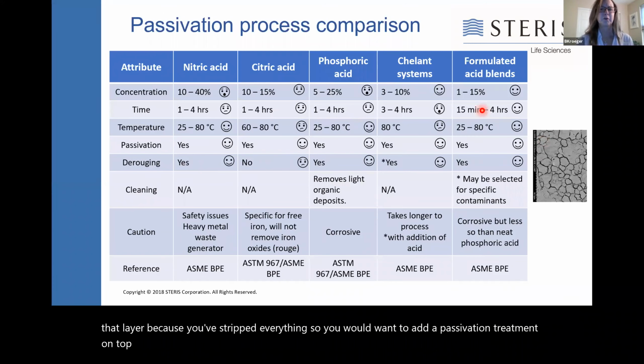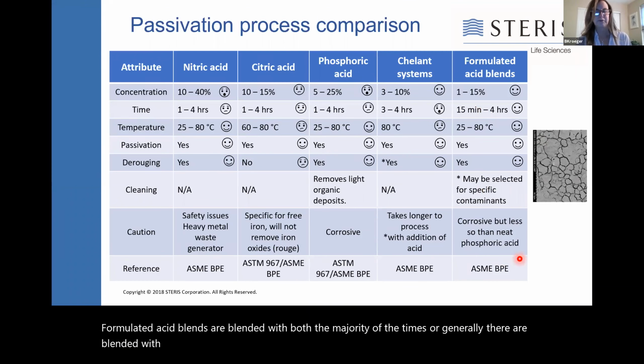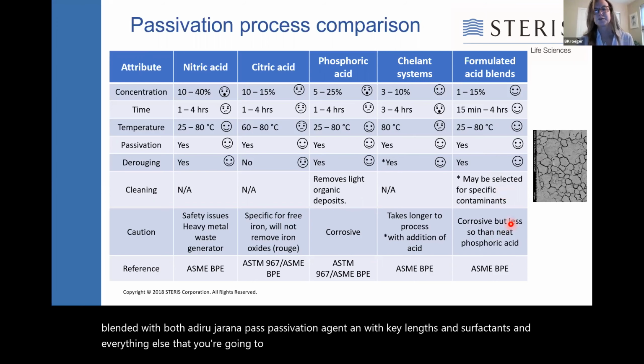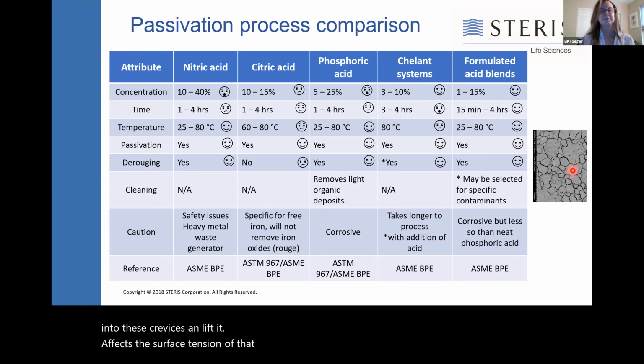Formulated acid blends are blended with both. Generally, they're blended with both a derouging and a passivation agent, and with chelants and surfactants and everything else that you're going to need to maintain that stainless steel, so that it will get into these crevices and lift. It affects the surface tension of that chemical, and it will get down into those crevices and lift the rouge up.